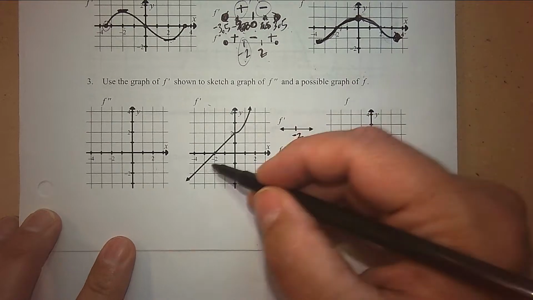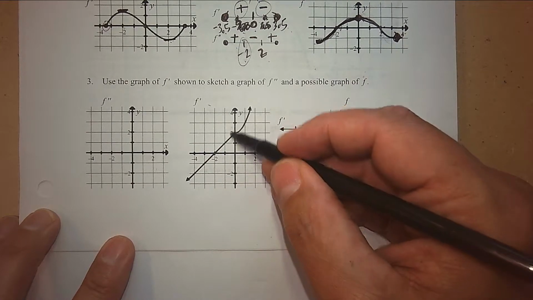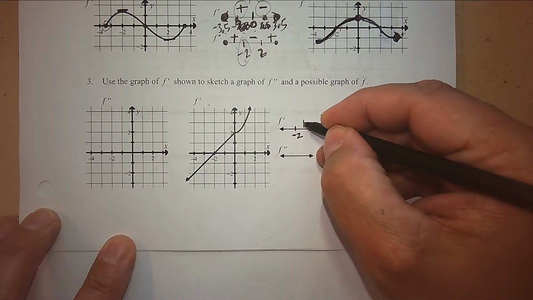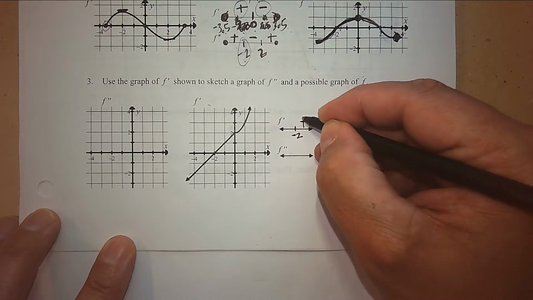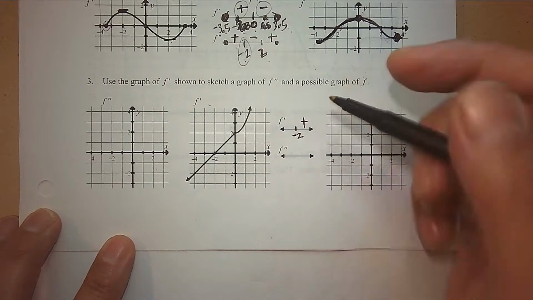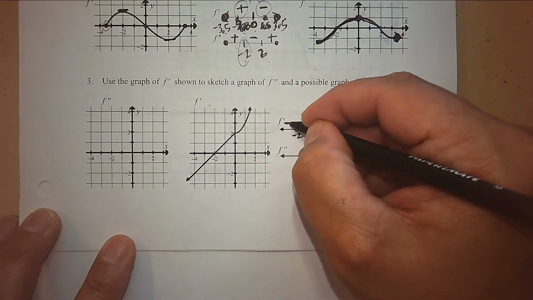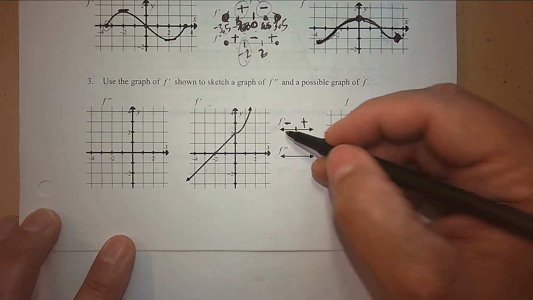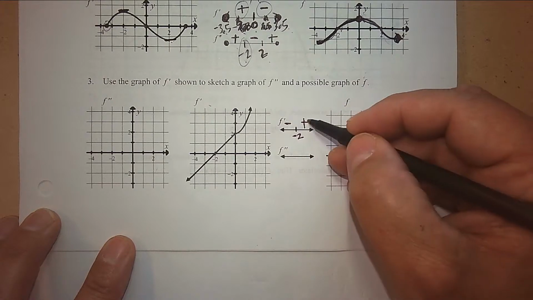To the right of negative 2, is it above or below? So to the right of negative 2, it's above, so it's positive. To the left of negative 2, it's... So what I found was the function decreases and then it increases.